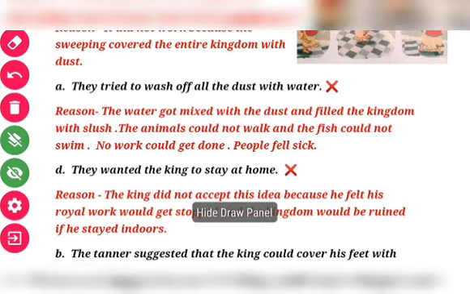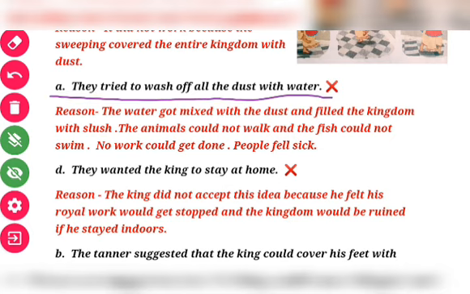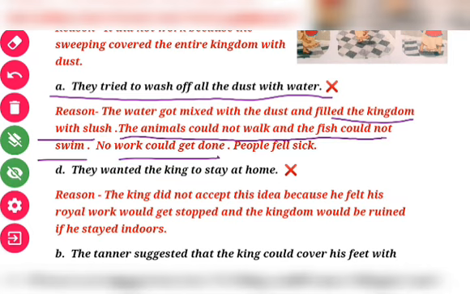Then after that, the next point in order will be second. They tried to wash off all the dust with water. That also did not work. Why? Because the water got mixed with the dust and filled the kingdom with sludge. Then the animals could not walk and the fish could not swim. So no work could get done. People fell sick. So that was the reason behind that. This solution also did not work.